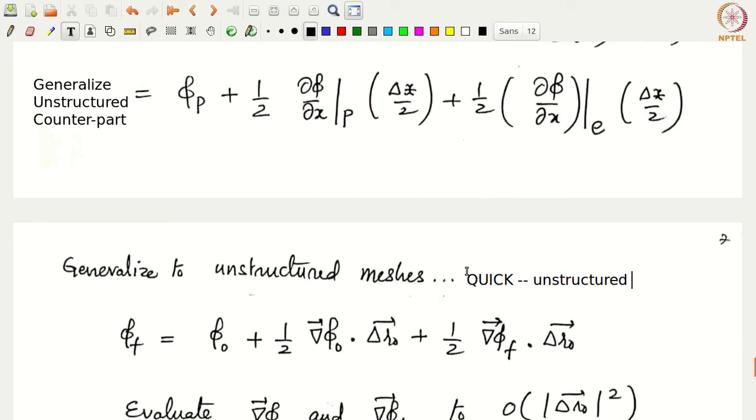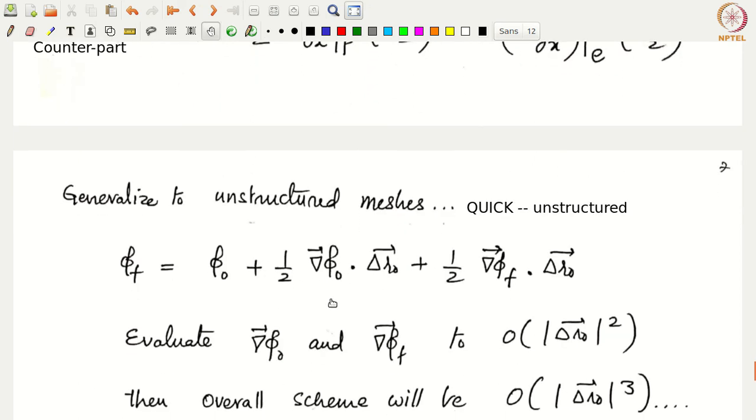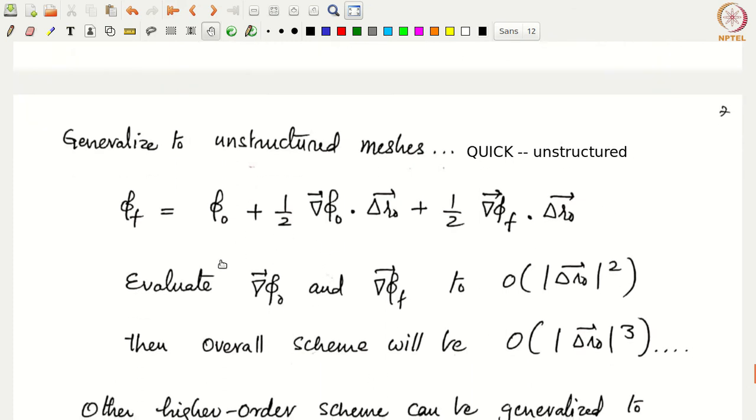Now the only requirement of course is that the gradients that we have computed or we will compute, these two have to be at least second order accurate, right? Only then this entire thing will be third order accurate, and whatever we leave out here would be third order accurate. So this is the counterpart of the QUICK scheme for unstructured non-orthogonal meshes. The only requirement is to evaluate the gradients at the cell centers and the faces to at least second order accuracy, such that this entire term here will be third order accurate.